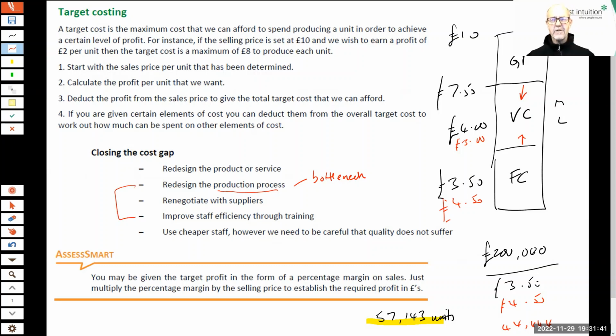Use cheaper staff. Oh, I do hate to read that, use cheaper staff. I've never worked anywhere in the world where people could say, well, you know what, we'll get rid of some of the better paid ones and get some cheap ones. It doesn't work that way, does it? But it does in AAT exams. So that is one of your fallbacks in an AAT exam, how you can reduce costs. They use this term lower grade of staff. Oof. I disapprove. Okay, target costing.